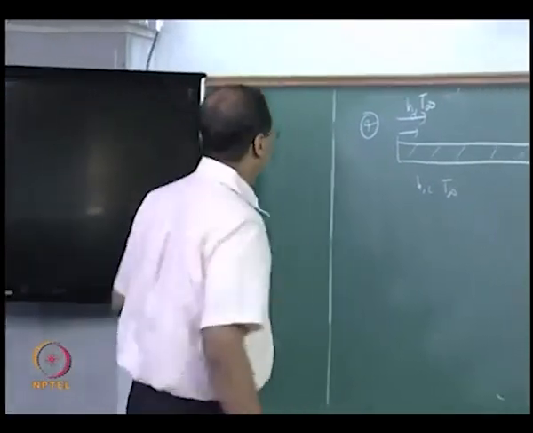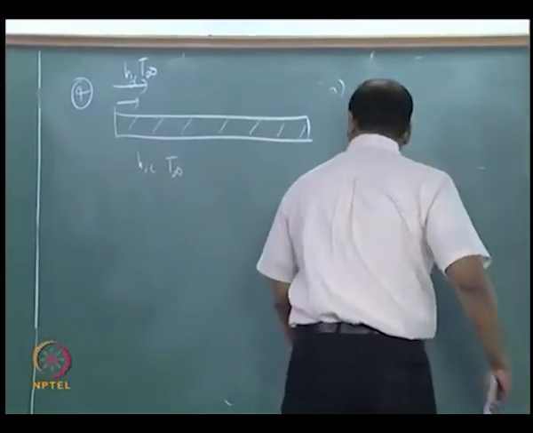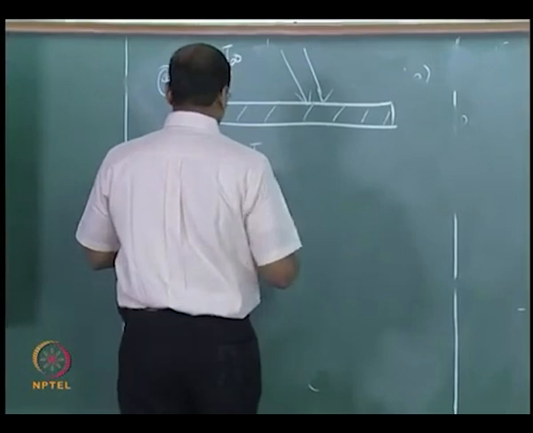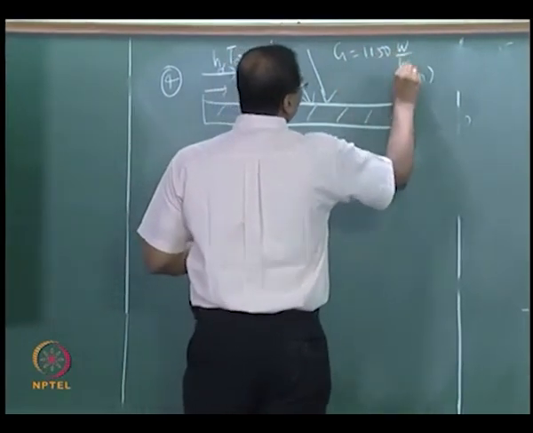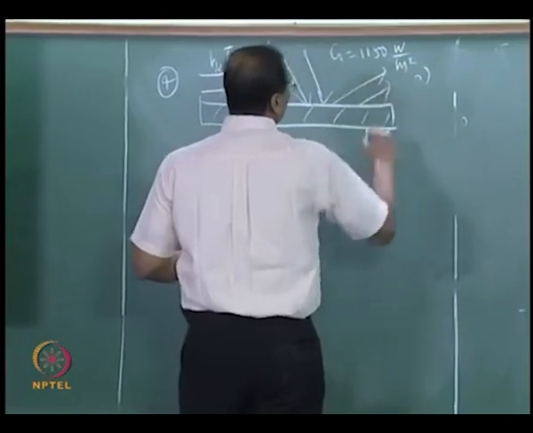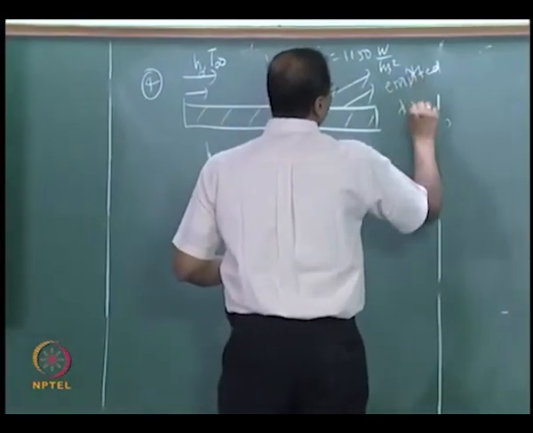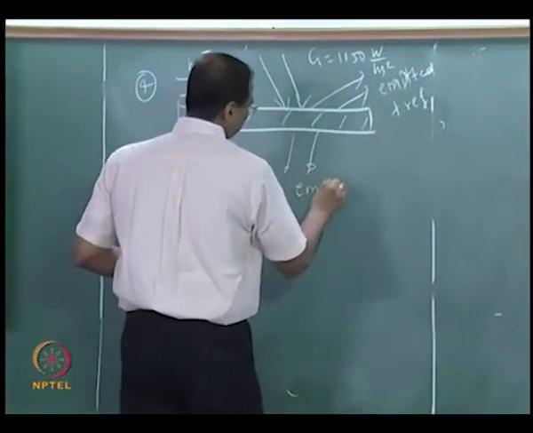Now there is an incident radiation. So what is the G? I or G is 1150. Out of this there is emitted plus reflected. Here you have emitted.